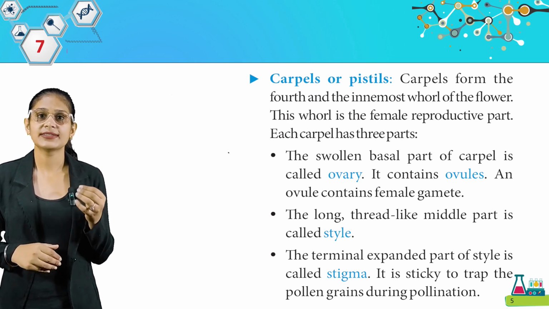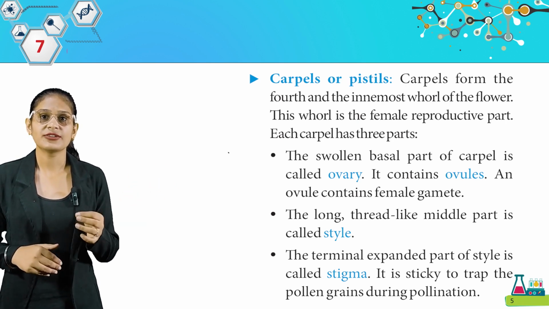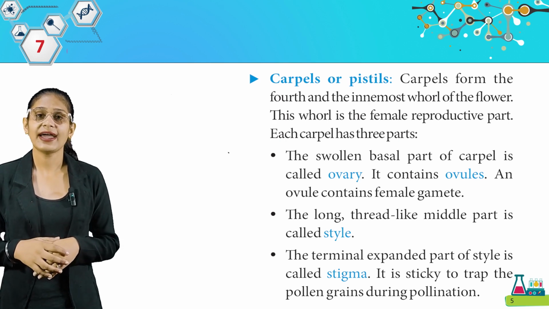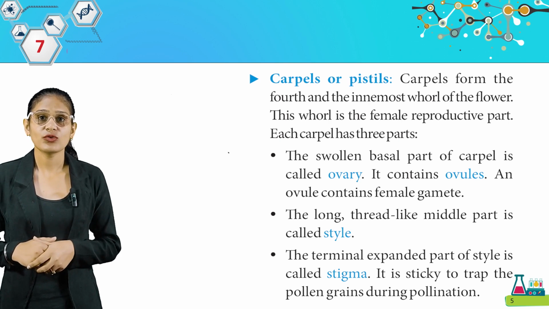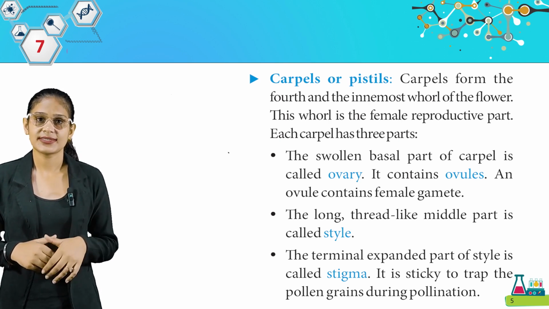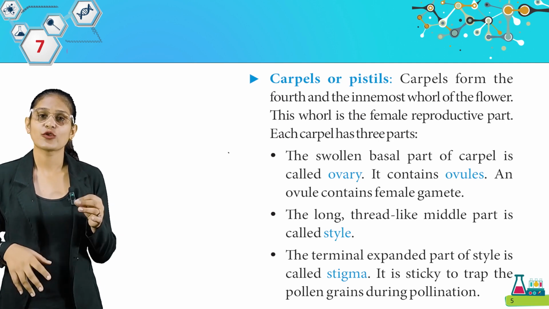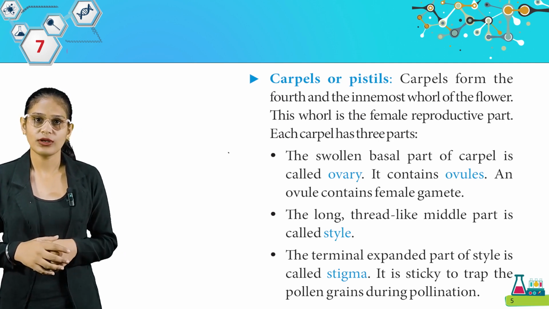Each carpel has 3 parts. The first is the swollen basal part of the carpel, called the ovary. It contains ovules, and an ovule contains the female gamete. The long thread-like middle part is called a style. Then we have the terminal expanded part of a style, called a stigma. It is sticky to trap the pollen grains during pollination.